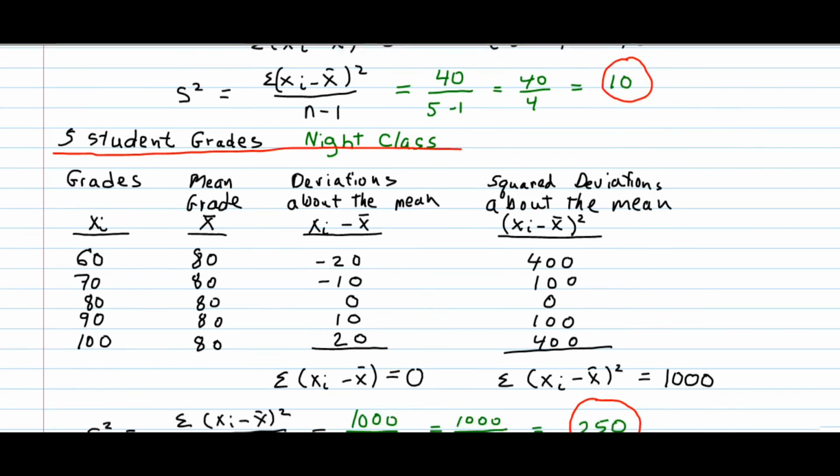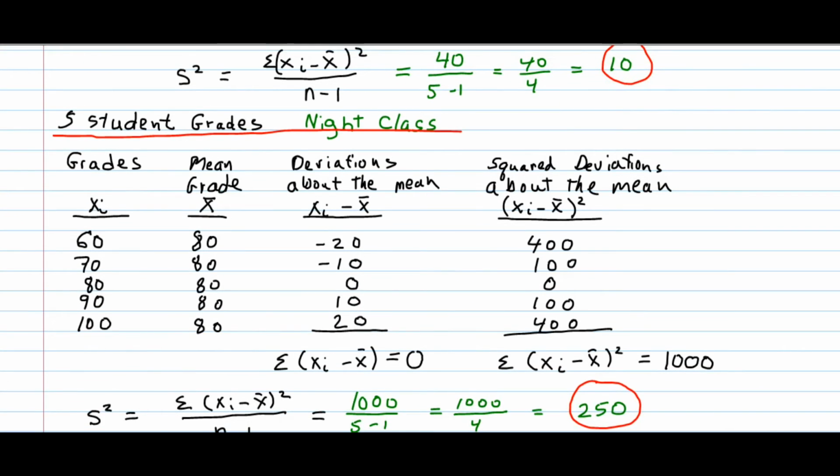Let me see if I can get that on the same screen. Okay. So you can see the variance for the day class is just 10, and you can see the variance for the night class is 250. So there's a big difference in the variation between the day class and the night class. We use these numbers, variance, to compare one group with another group in terms of variability.